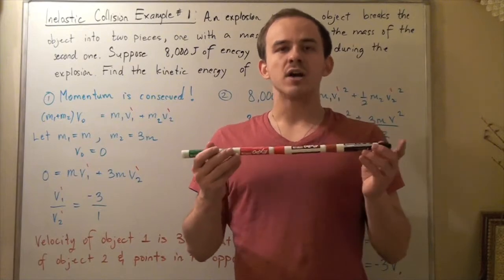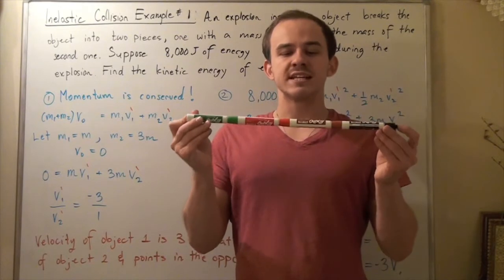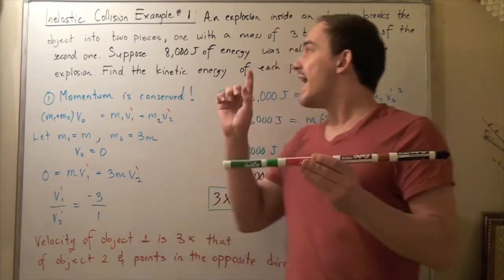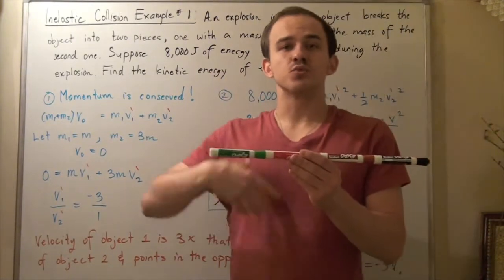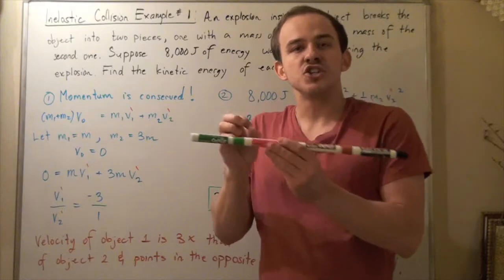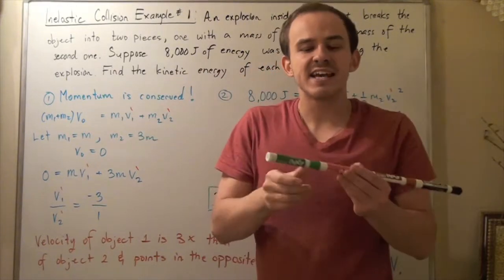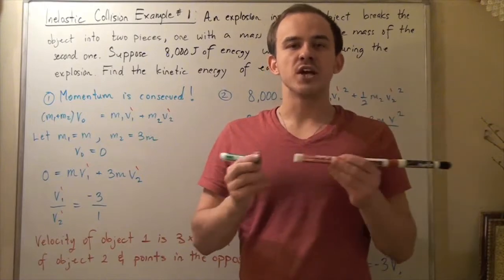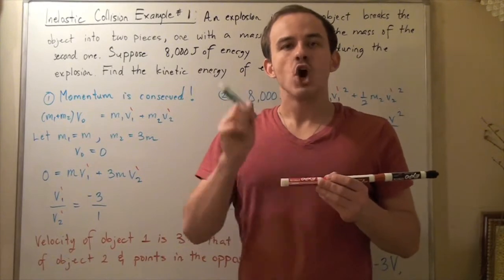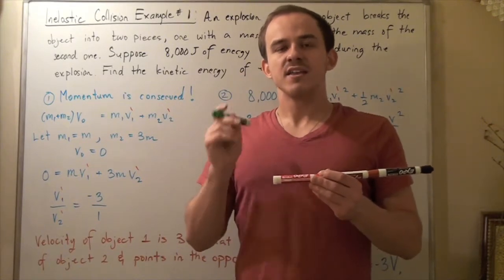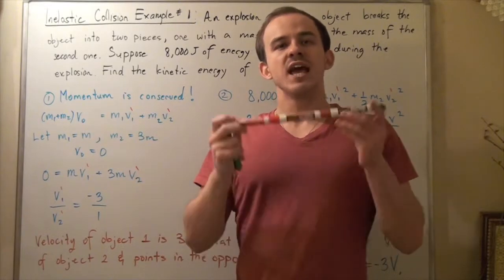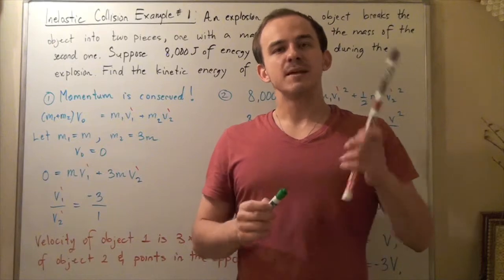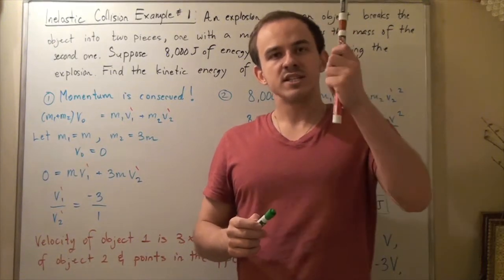Now, what are we trying to find? Well, initially, our object was at rest. Its velocity was 0. Then an explosion took place. 8,000 joules of energy was released, and that energy was transformed into kinetic energy of this object and the kinetic energy of this object. And we want to find what exactly is the kinetic energy of this object and what the kinetic energy of the second piece is, knowing that the mass of this piece is 3 times the mass of this piece.